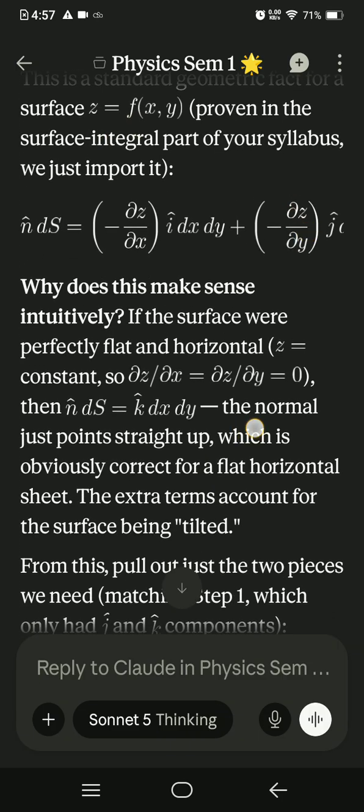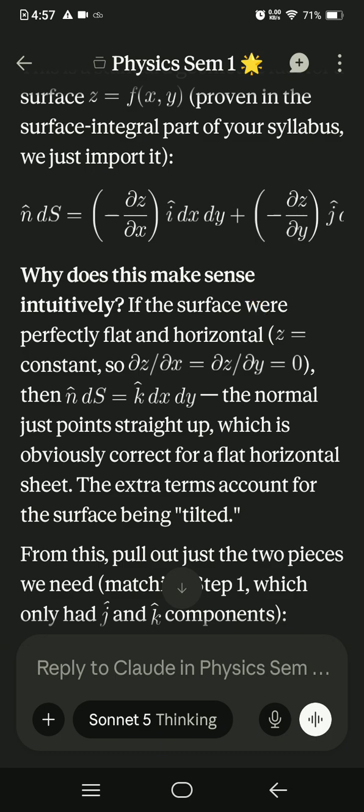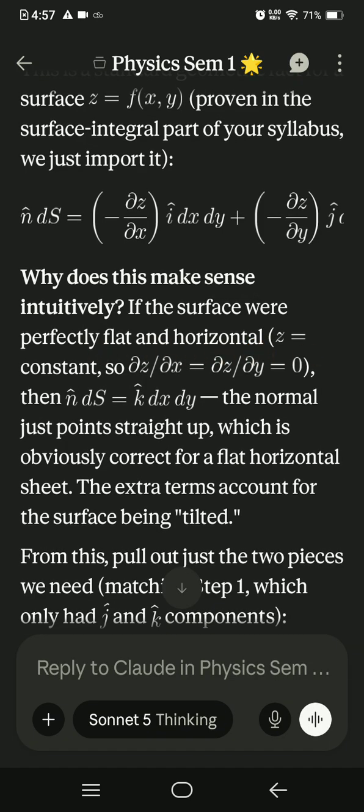If z is a surface, where is it? If the surface were perfectly flat and horizontal, then the shadow would not change it and z would be constant. So the change in z with respect to x or with respect to y is obviously going to be 0. Then n dS becomes k dx dy.